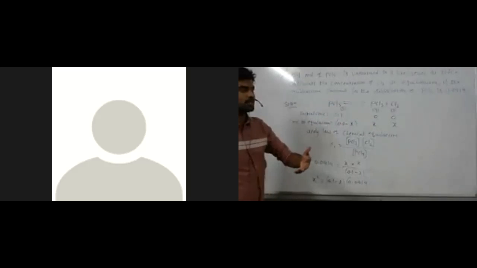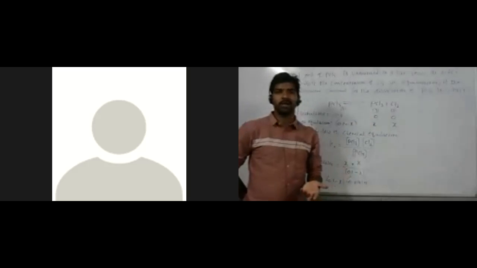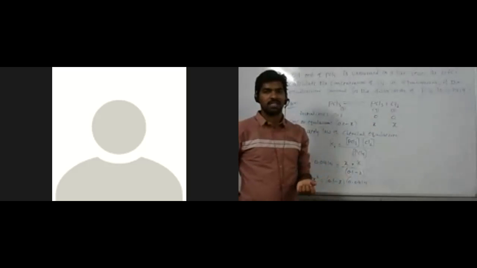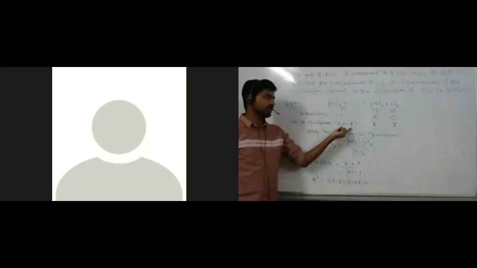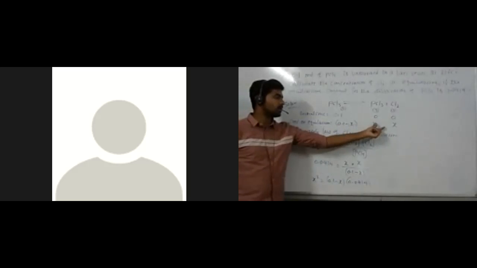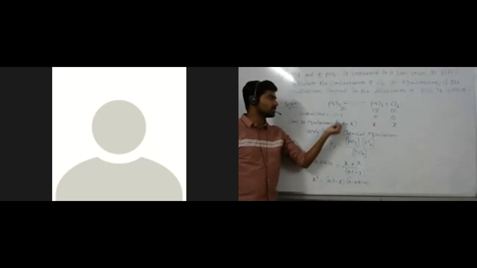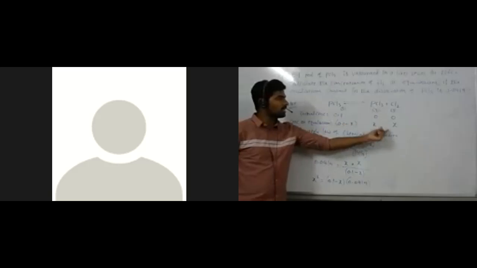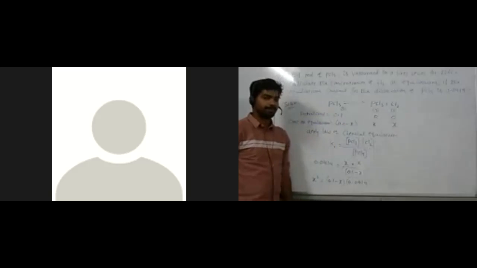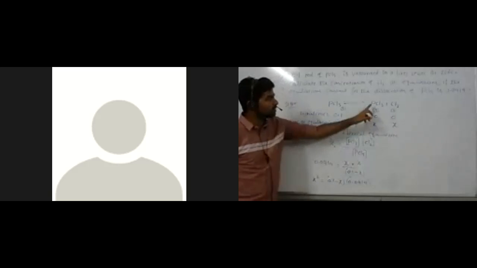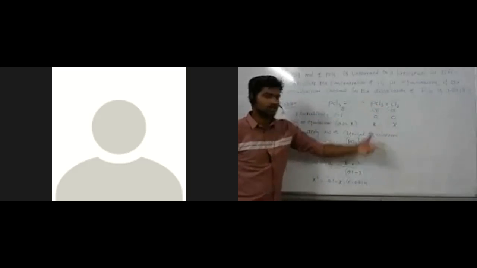Suppose 10 moles of PCl5 is there and 3 moles undergo decomposition, then 7 moles of PCl5 is left, no? That is what this refers to. Of 0.1 mole, x moles undergo decomposition, then 0.1 minus x moles of PCl5 is left at equilibrium. And x moles of PCl3 and x moles of Cl2 are obtained. Both moles are equal. So here 1 mole means here also x, here also x.